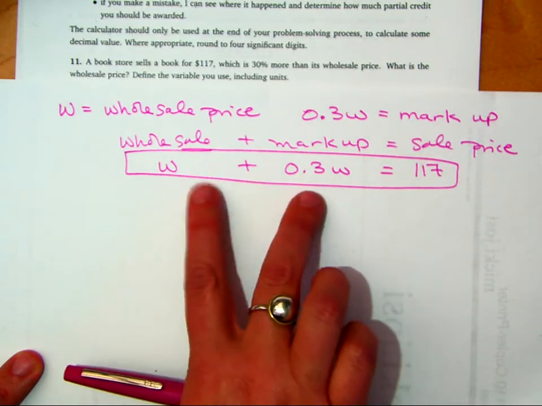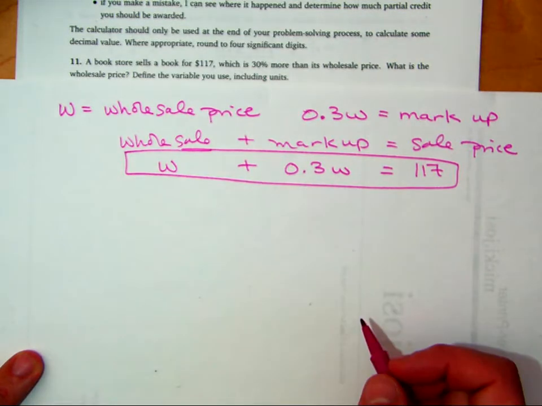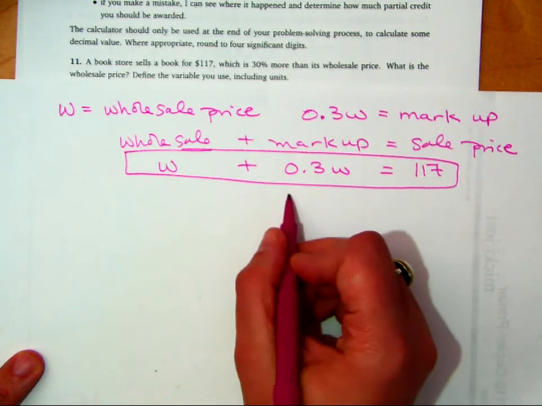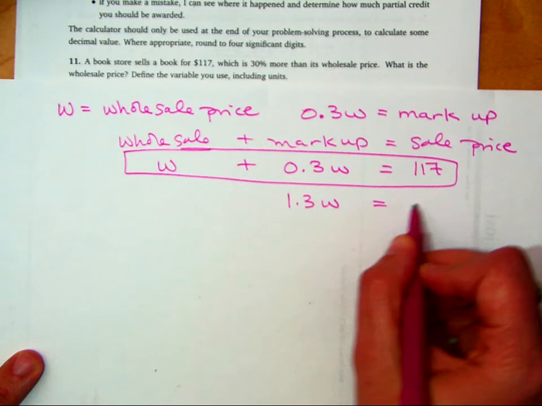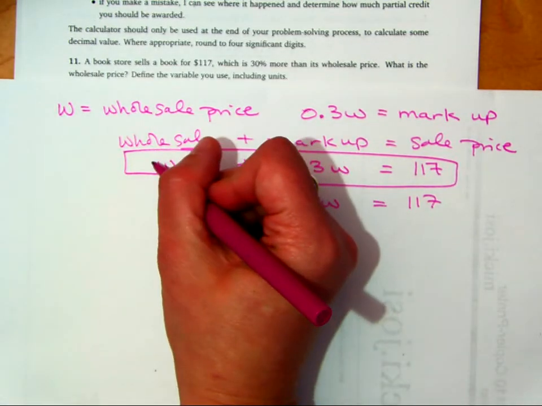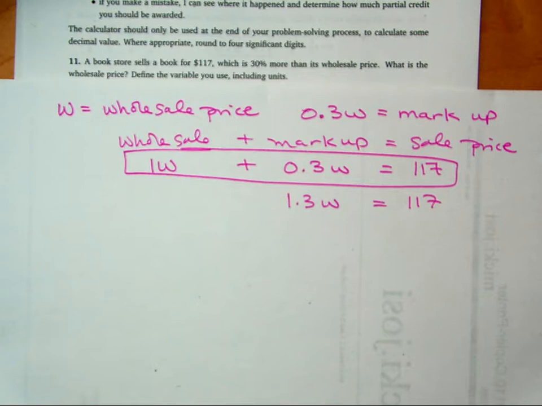If you were going to simplify, what would be the next step to simplifying? Yeah, and what would you get if you added those two together? 1.3W equals 117, okay? And then if you want to solve, you're going to divide both sides by 1.3. Where do you get the 1 from? Yeah, that's 1W. So putting that coefficient in front of the W could be good. That means that the sale price is 130% of the original price, of the wholesale price, I should say. The sale price is 130% of the wholesale price.